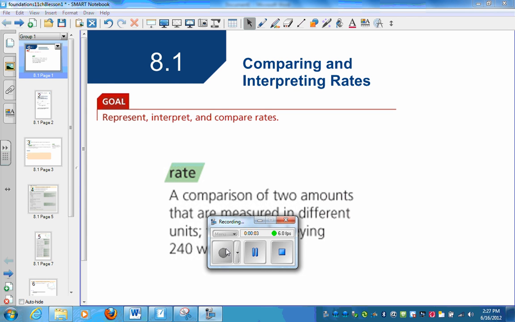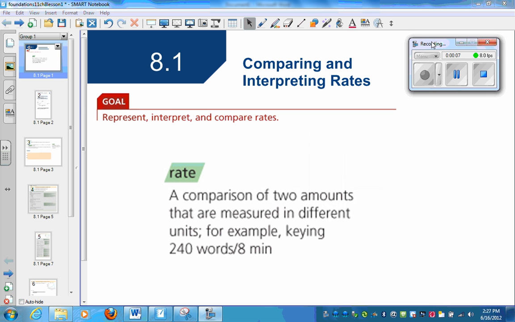Section 8.1, comparing and interpreting rates. So first of all, a definition of a rate. A rate is a comparison of two amounts that are measured in different units. For example, keying 240 words in 8 minutes.